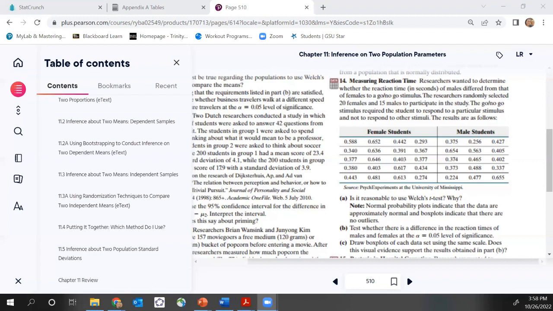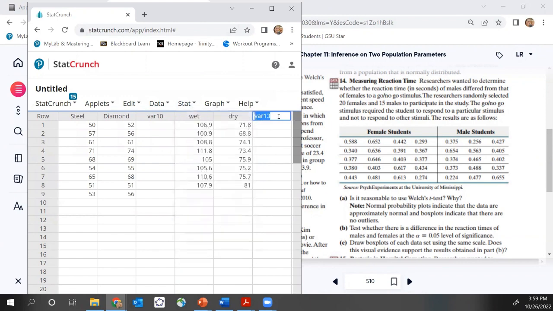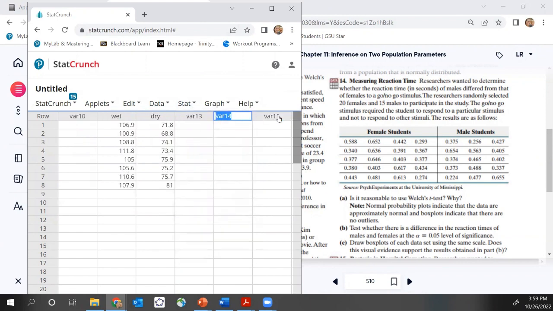Let's go back. All right, I'm going to arrow over here. We've got female and male. And anytime you have data, you're going to have to enter it in.